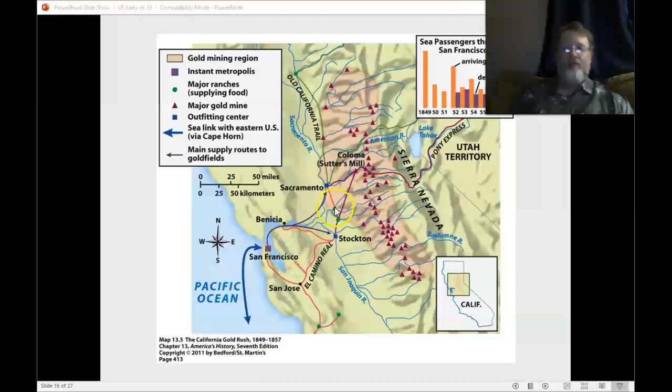Major ranches, which were food supplies. These were food supplies, these major areas here for food. Major gold mines, all the little purple triangles. Outfitting center that became Sacramento. This wasn't our capital, by the way, in case you're unaware. Our capital was not Sacramento initially.